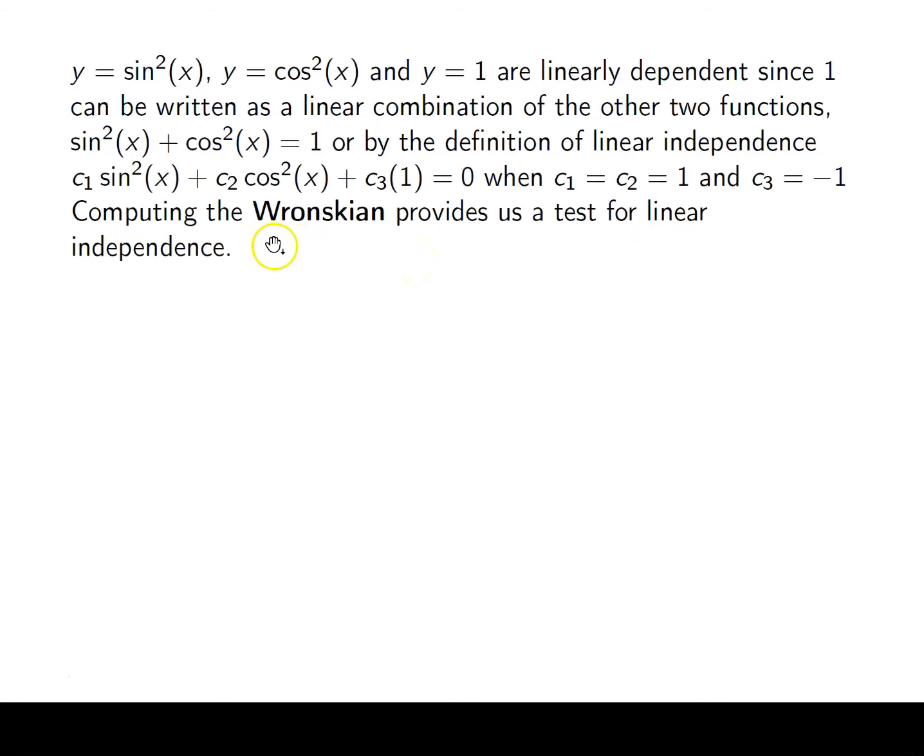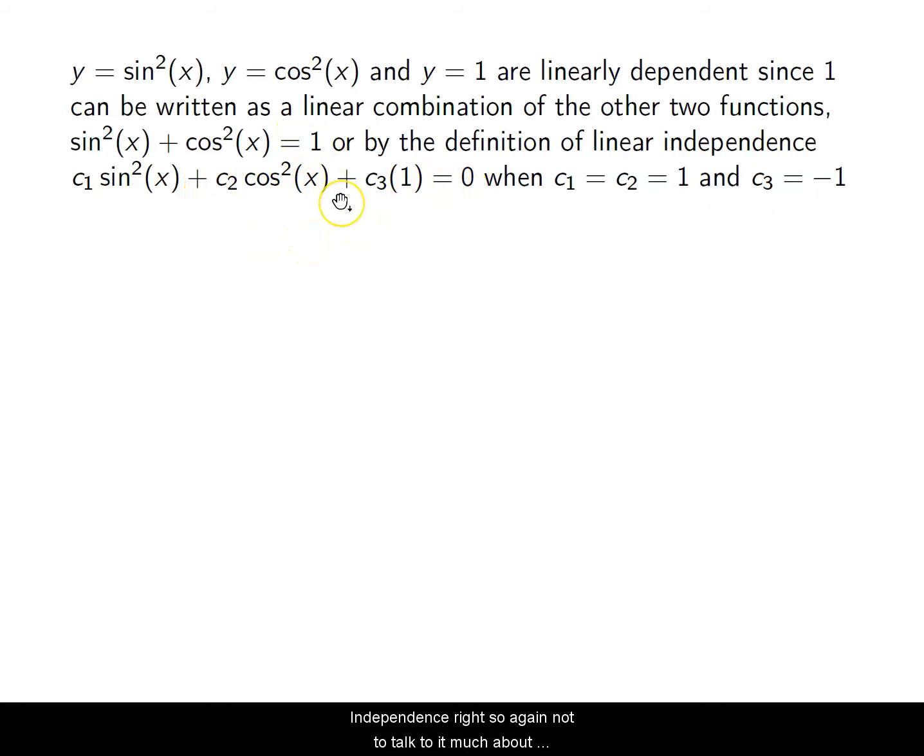So there's another way of computing linear independence, right? Again, not to talk too much about linear algebra, but the main idea of linear algebra is this thing: knowing when and how to figure out whether or not something is linearly independent or linearly dependent. It's a very big deal, right?